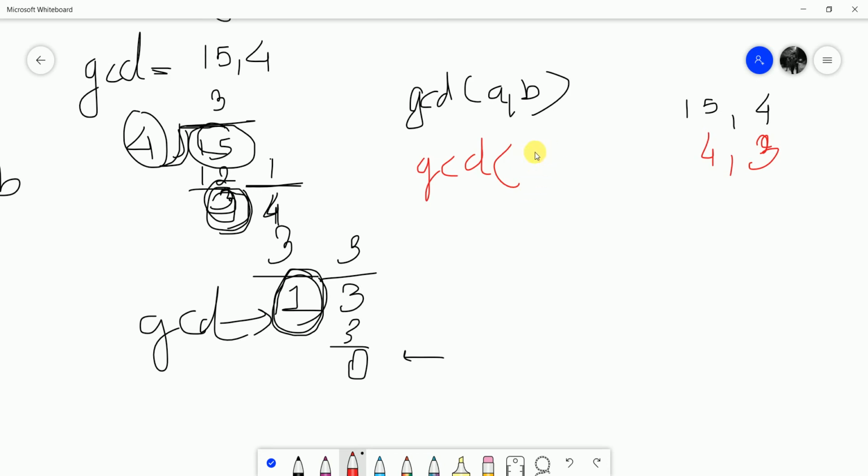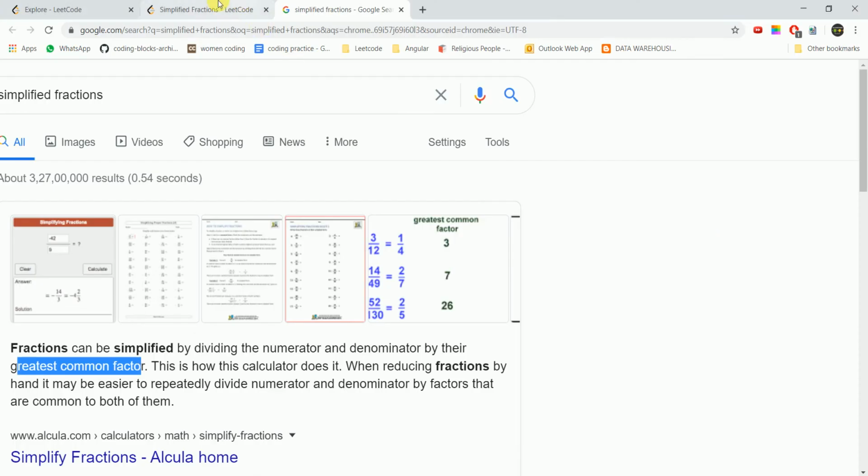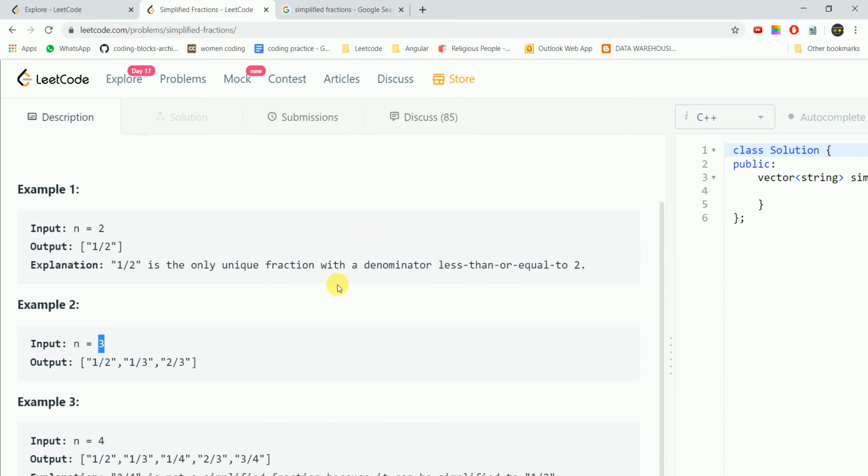We are calling on b comma a modulo b. Up till when? Till the time this value becomes equal to 0. Fine. So let's see the code.